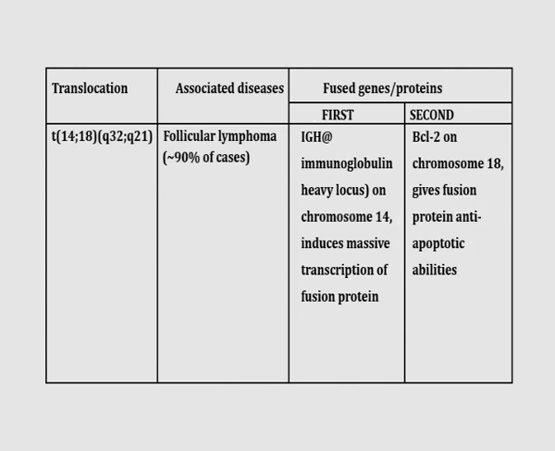Number 3, t(14;18) with q32 and q21. The associated disease is follicular lymphoma, in nearly 90% of the cases, and the fusion genes and proteins are IgH at the immunoglobulin heavy locus on chromosome 14, inducing massive transcription of the fusion protein. On the second, BCL2 on chromosome 18 gives the fusion protein anti-apoptotic abilities.